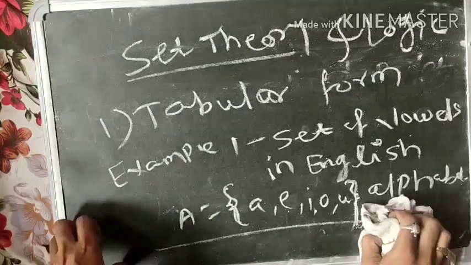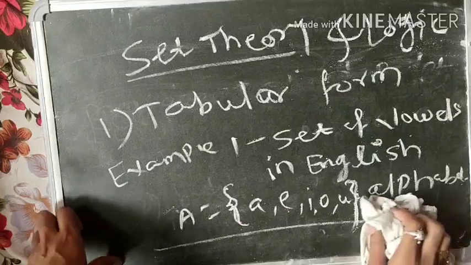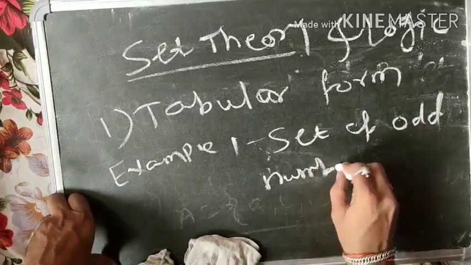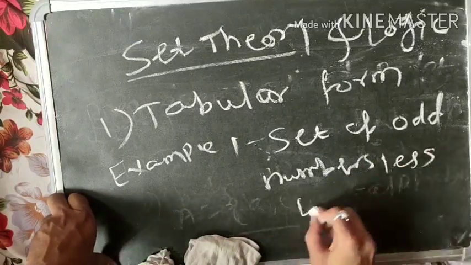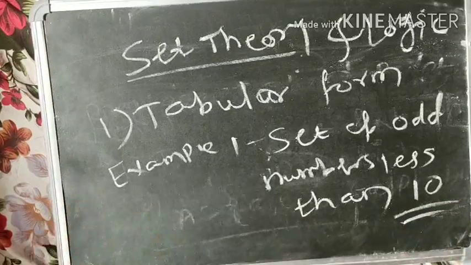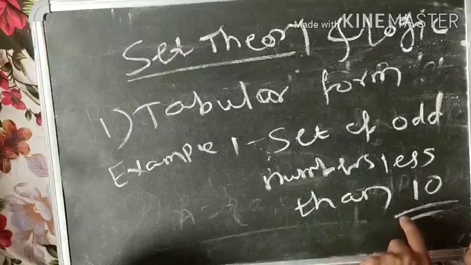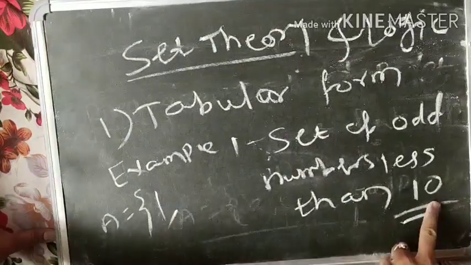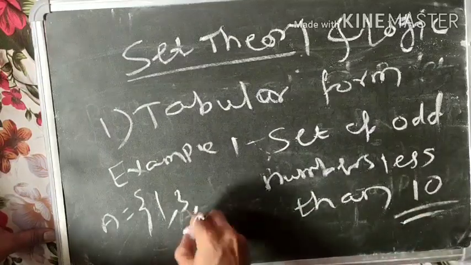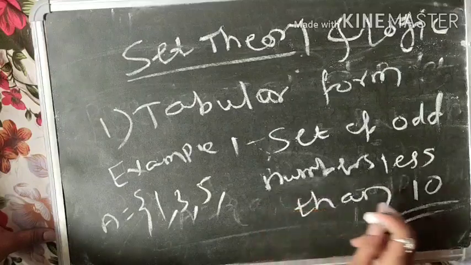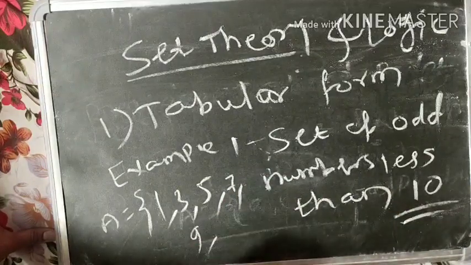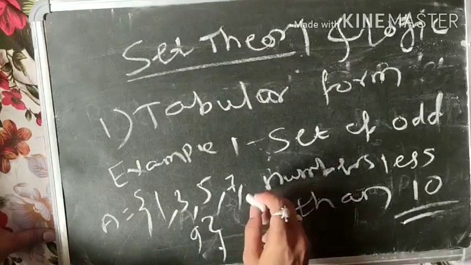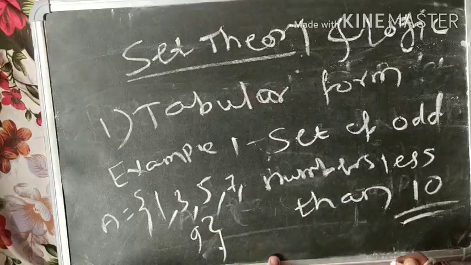Next, the second example is the set of odd numbers less than 10, meaning the set which contains the numbers that are less than 10. Suppose the set name is A. Here the first odd number is 1, less than 10. Then 3, less than 10. 5 less than 10. Next 7, less than 10. Next 9, less than 10. 10 is not an odd number, and 11 is greater than 10. So there are a total of 5 odd numbers less than 10.